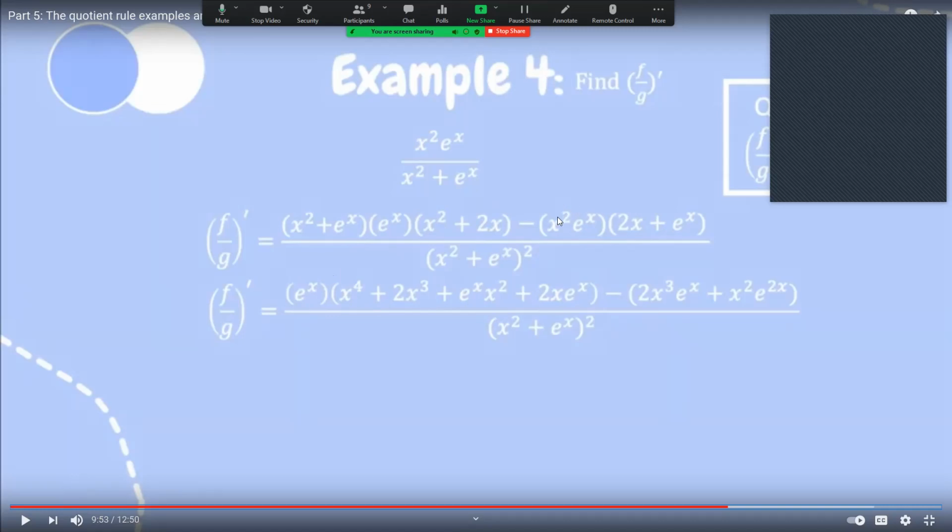Distributing this is easier. X squared e to the x, that's just one term. So you just multiply it by 2x, and you get 2x cubed e to the x. 2x times x being 2x cubed, e to the x come along for the ride. And when you multiply x squared e to the x by this e to the x, you get x squared, and then e to the x times e to the x is e to the 2x. You're multiplying like bases, you add the powers. X plus x is 2x. There's a few ways to proceed from here.